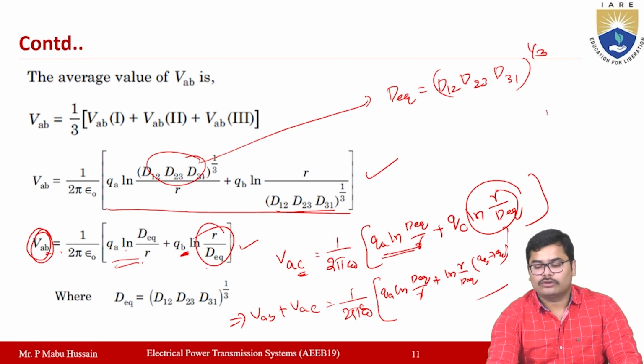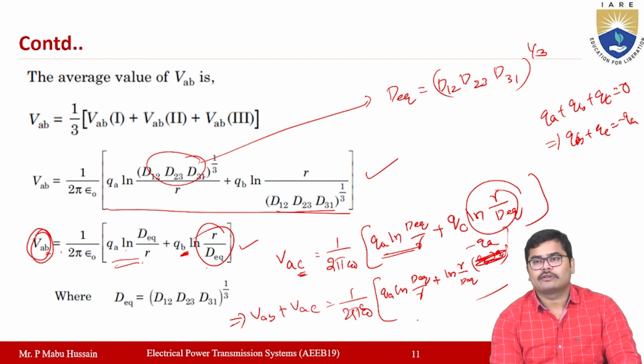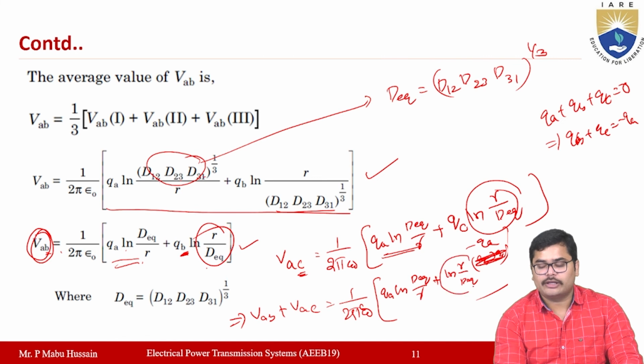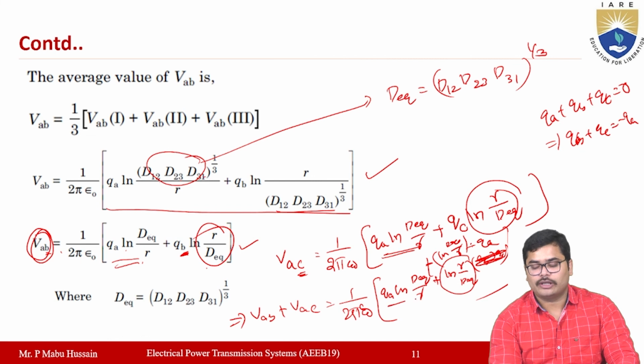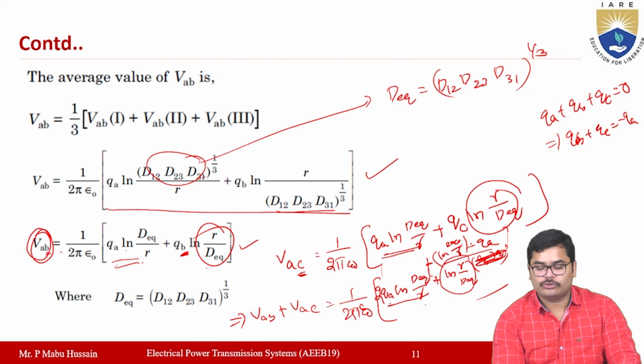Okay. Now for a balanced system, QA plus QB plus QC will be equal to 0. So QB plus QC you can write as minus QA. In place of this, you can write minus QA. Now this ln R by D equivalent can be written as the reverse, minus of ln D equivalent by R. So this minus again will become plus. Now QA ln D equivalent by R, QA ln D equivalent by R, here you have 2 times QA ln D equivalent by R. Then 2 plus 1, 3 you will get.